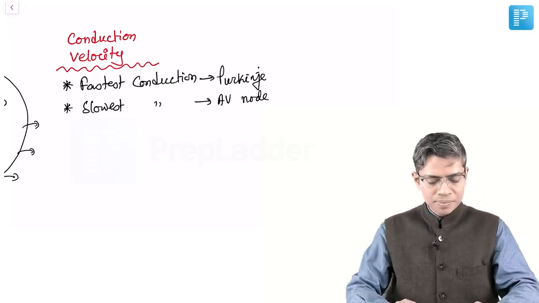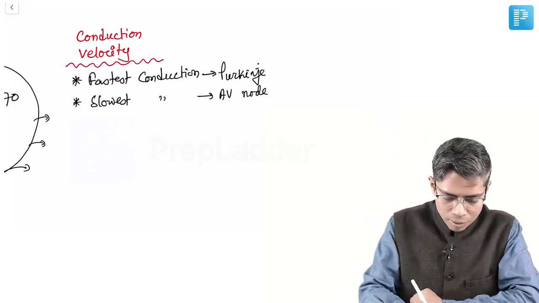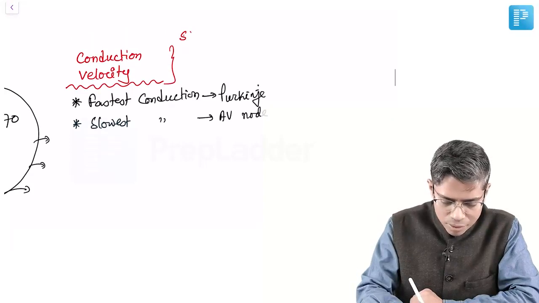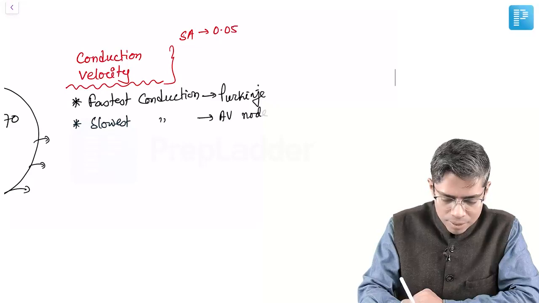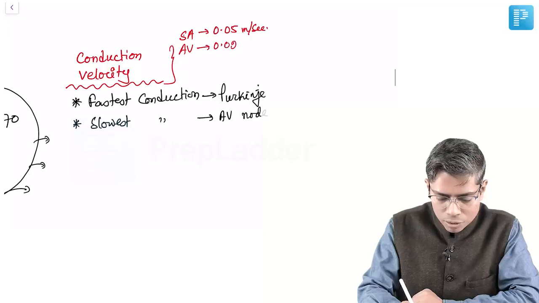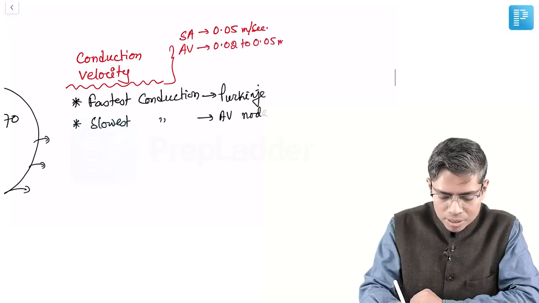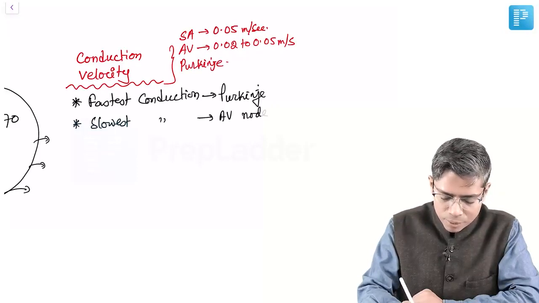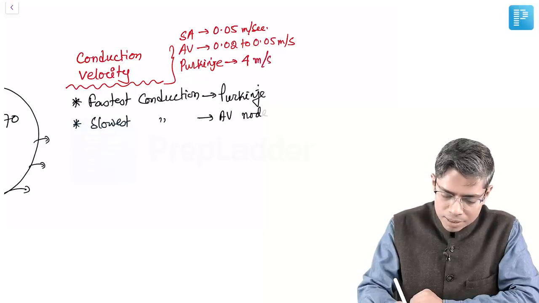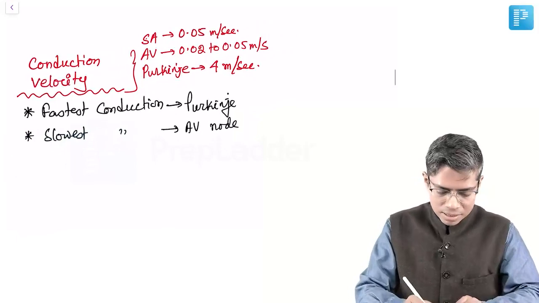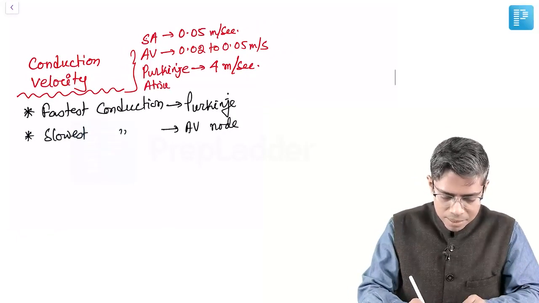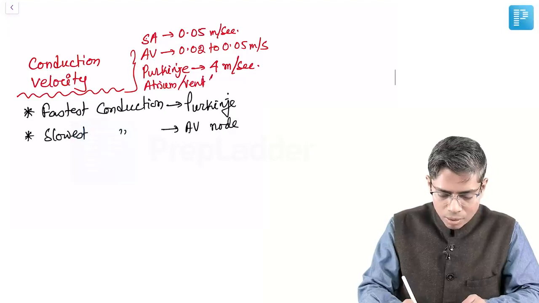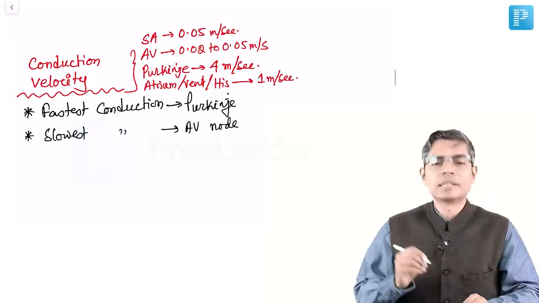These two MCQs are very important. If you look at the conduction velocity, you will also understand this phenomenon very easily. The SA node has a conduction velocity of 0.05 meter per second. The AV node has a conduction velocity of 0.02 to 0.05 meter per second. Purkinje fiber has a very high conduction velocity, the highest among all parts of the conducting system, that is 4 meter per second. And the other parts, for example atrial muscles, ventricular muscles, or the bundle of His, all have a conduction velocity of 1 meter per second. Getting my point?